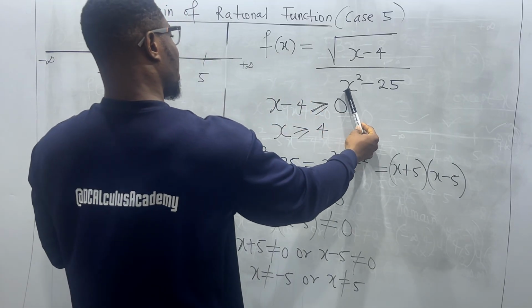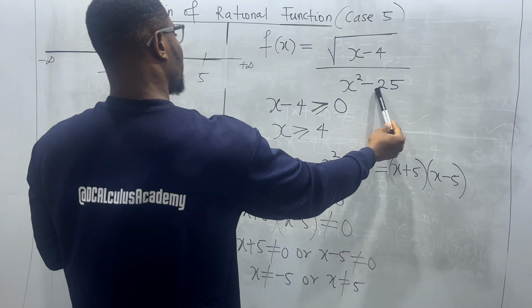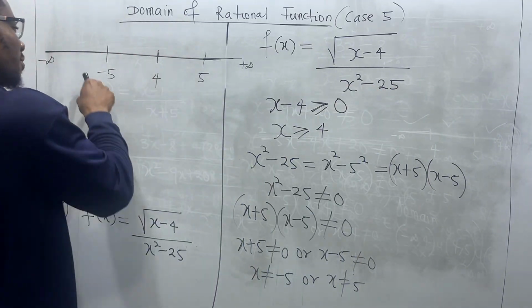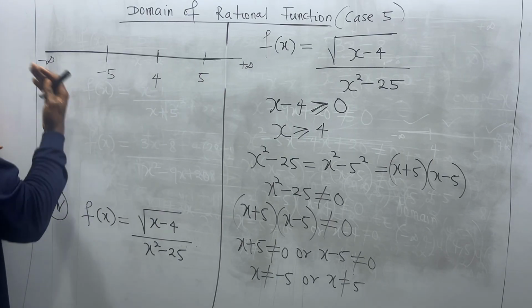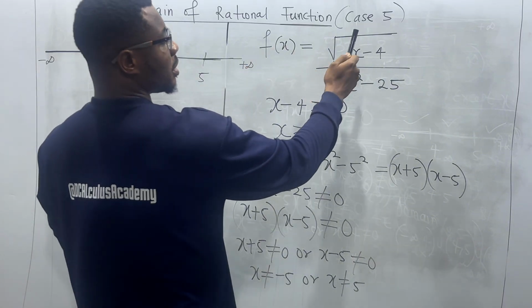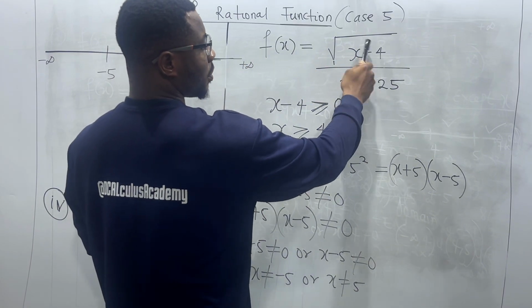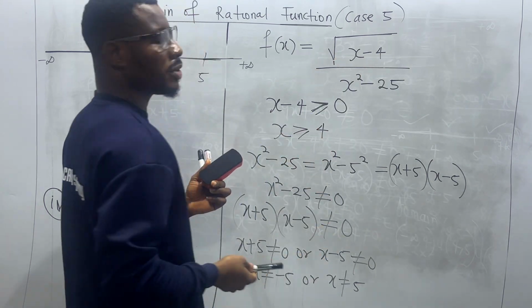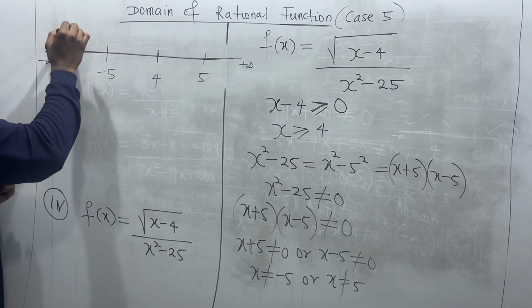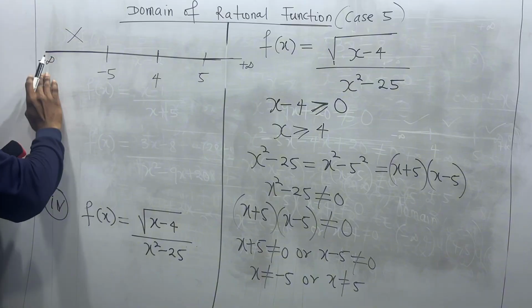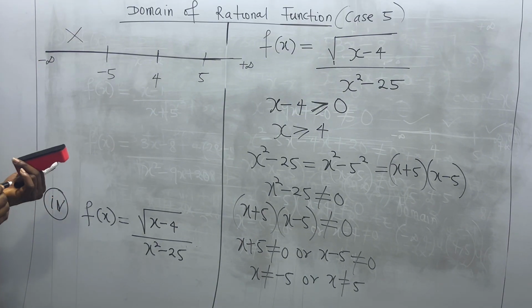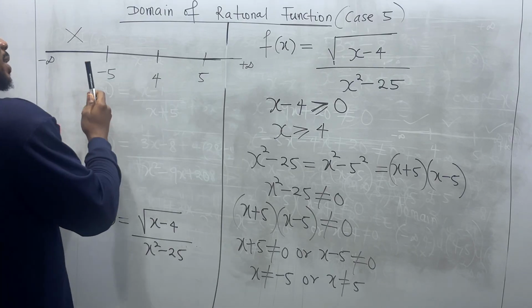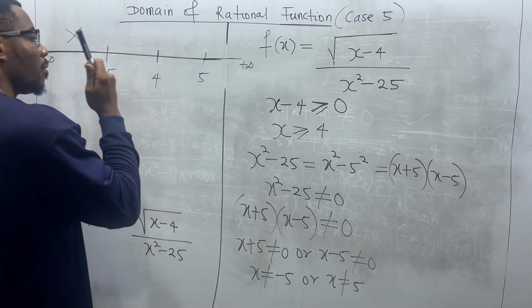If I place minus 5 here, minus 5 squared is 25. 25 minus 25 is 0. So minus 5 cannot be in the domain. Then now let's see less than minus 5. Let's see minus 6. Minus 6 minus 4 is minus 10. The function is already undefined. So this means that I cannot pick any number from between negative infinity to minus 5. It is out.